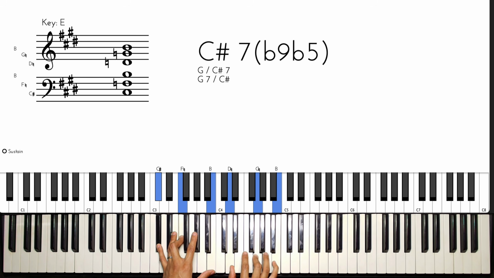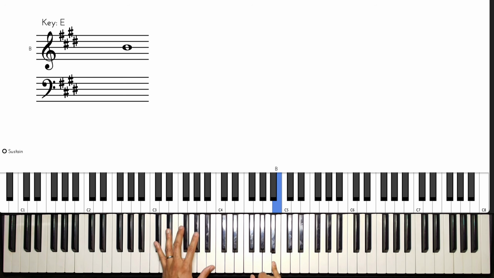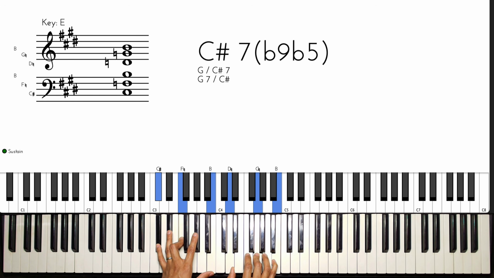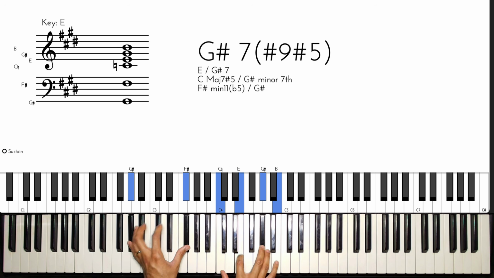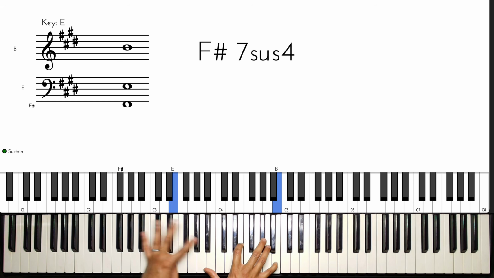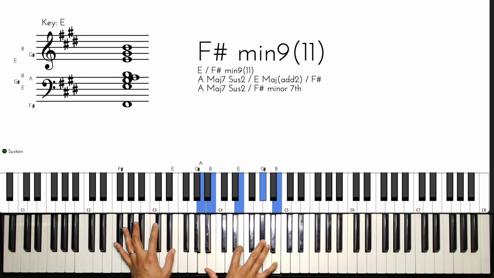Now this is another altered chord. We have the root, 3rd, and 7th. Then we have the flat 9 and the flat 5. In the other chord, we had a sharp 9 and sharp 5. Now we have a flat 9 and flat 5. Then the next chord is a 2 chord.